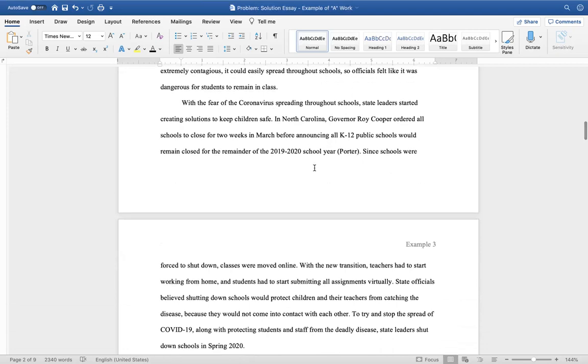With the fear of coronavirus spreading through the school, state leaders started creating solutions to keep children safe. In North Carolina, Governor Roy Cooper ordered all schools to close for 2 weeks in March before announcing all K-12 public schools would remain closed for the remainder of the 2019-20 school year.